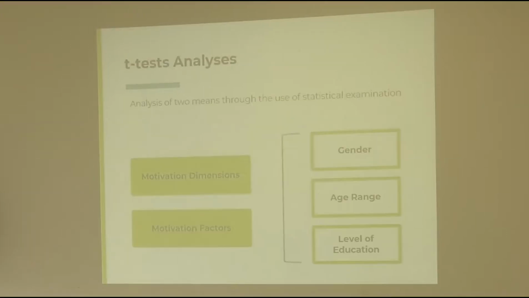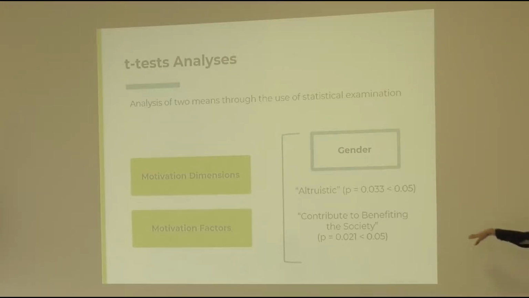We also conducted t-tests to see, for example, if gender, age range, and level of education affect our preferences towards dimensions and factors. So, for example, maybe an undergrad would feel differently than someone with a master's degree about what motivates them. But in fact, there was no significance except in gender, where females showed a stronger wish to give back to the community, so that factor was present more, and as a dimension, they wanted to go for altruistic.